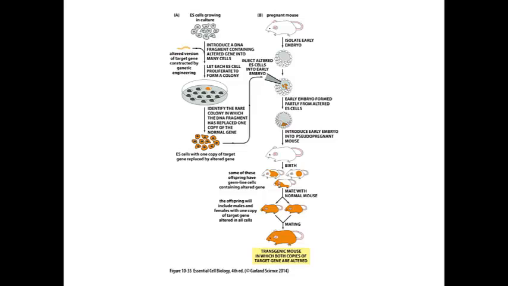Anyway, some of these chimeric mice will have germline cells that contain the altered gene. And when those are mated with a normal mouse, you'll get heterozygous mice that are altered in one copy of the gene of interest. And when those are mated together, you can eventually get a mouse that's homozygous, where both copies of the gene of interest are knocked out. So this is a way in which animal models for human diseases are often made.